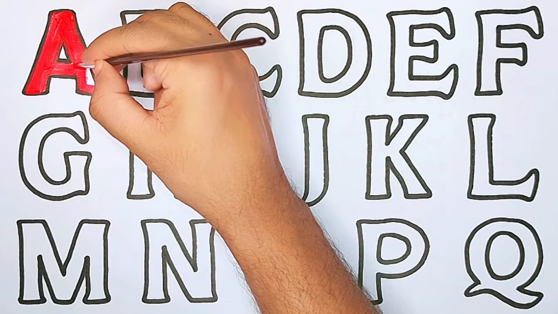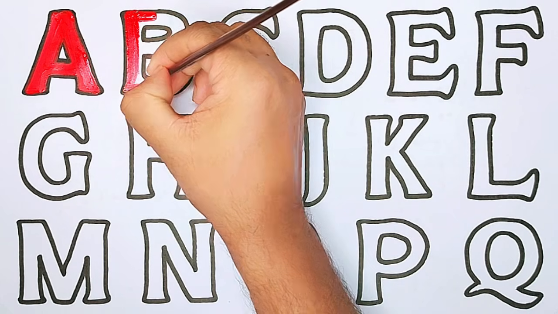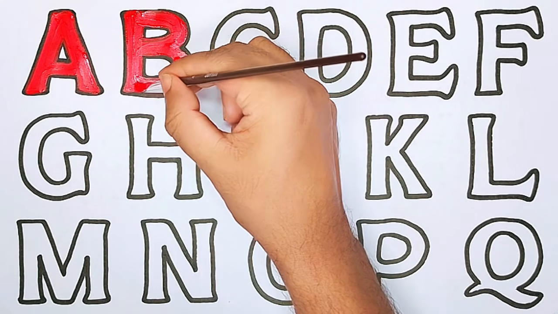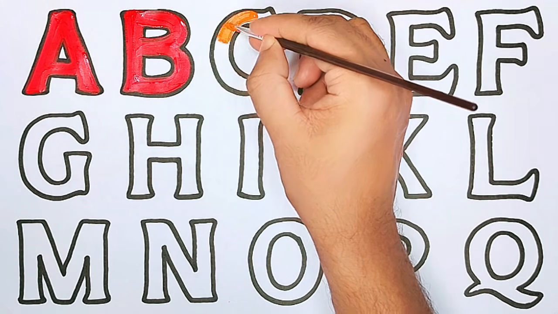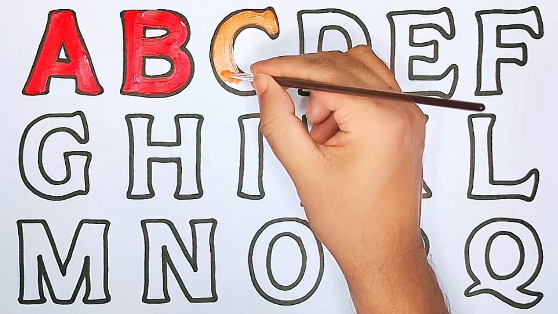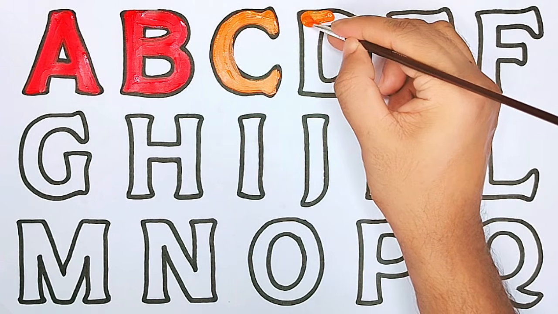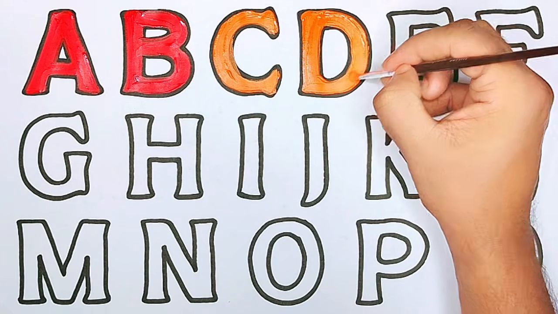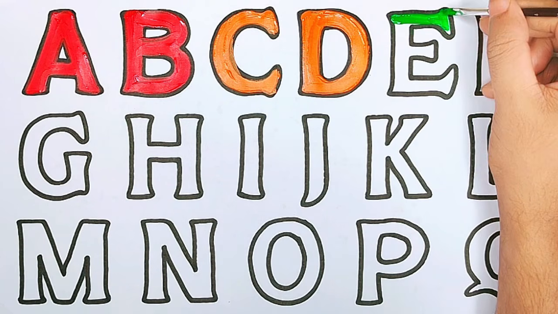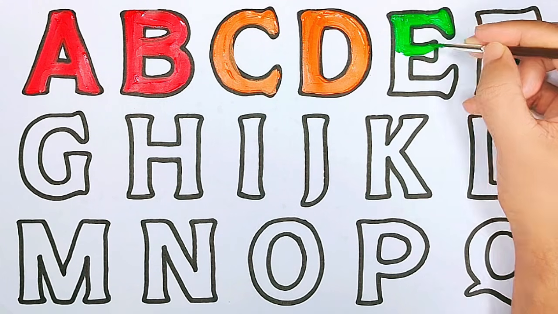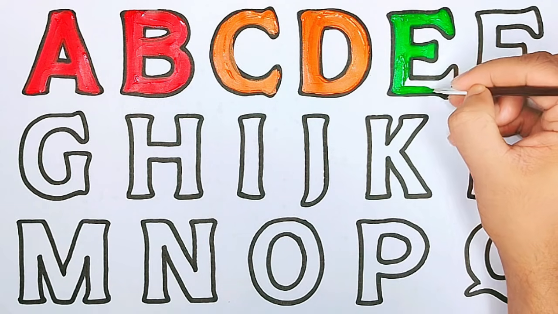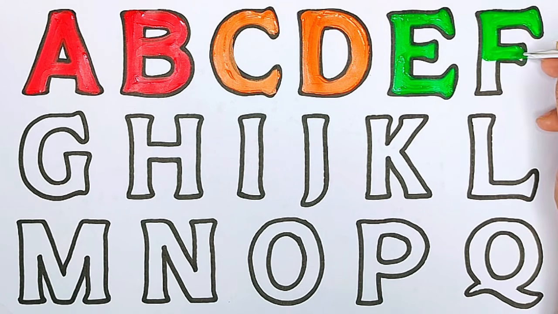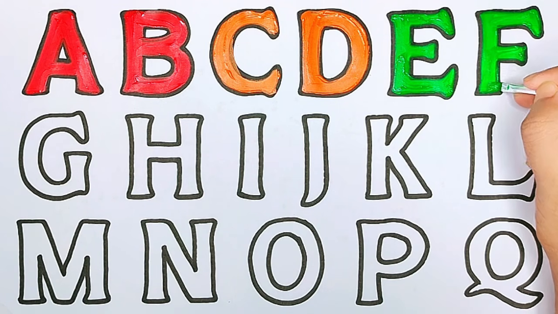A for apricot. B for beaver. C for caterpillar. D for donut. E for earth. F for pig.